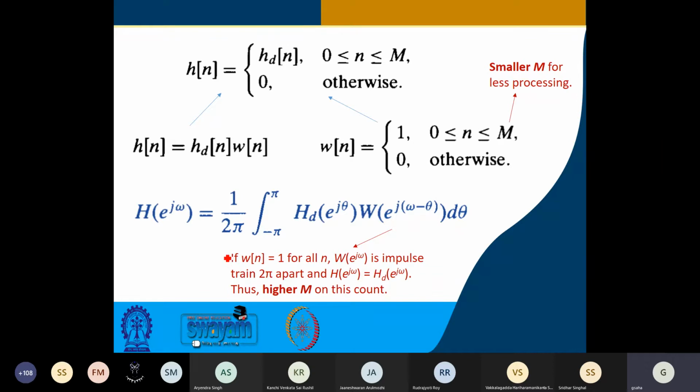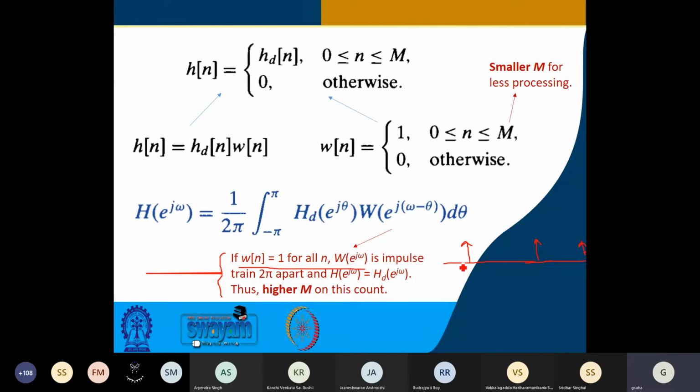Now what does it mean if Wn is 1 for all n? We have seen the relationship between Wn equal to 1 and xn equal to 1 for all n. Then what is the corresponding X(e to the power j omega)? It is nothing but an impulse train, 2 pi apart. This we have seen before in our basic DTFT, some standard results. So it will be the convolution of a delta function which is 2 pi apart with H(e to the power j omega).